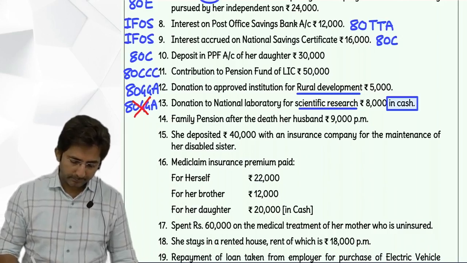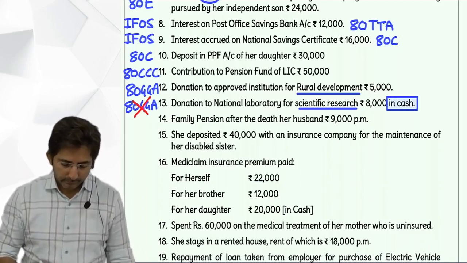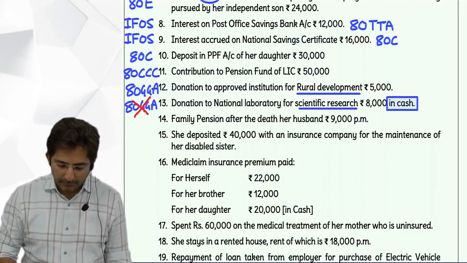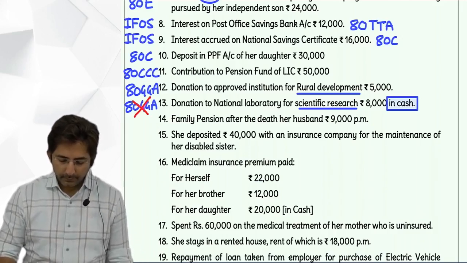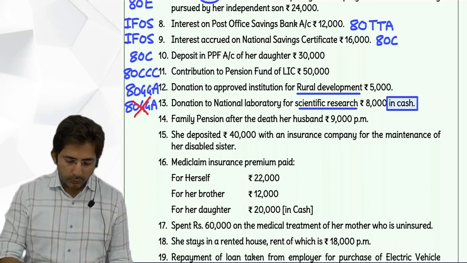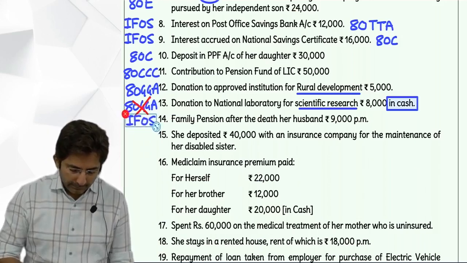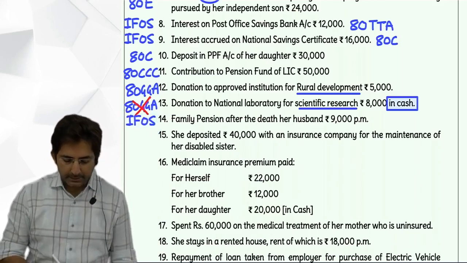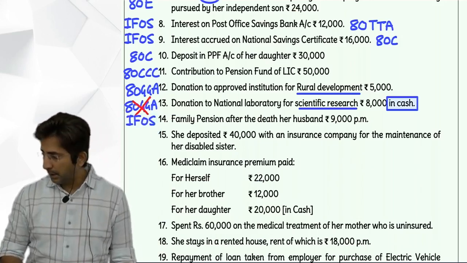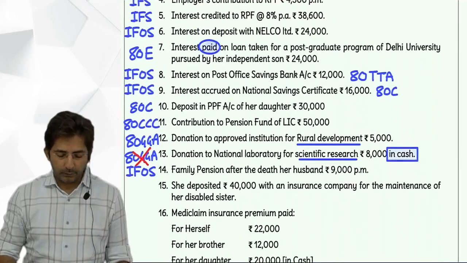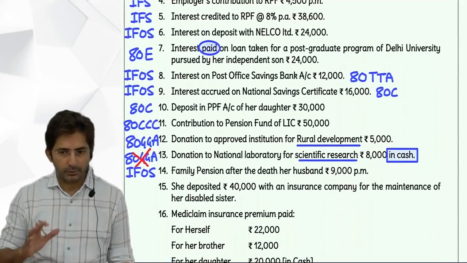Then, family pension after the death of her husband. Income from other sources. So write here IFOS. And this is subject to standard deduction. How much? One-third or 15,000, whichever is less. Remember all this or not?